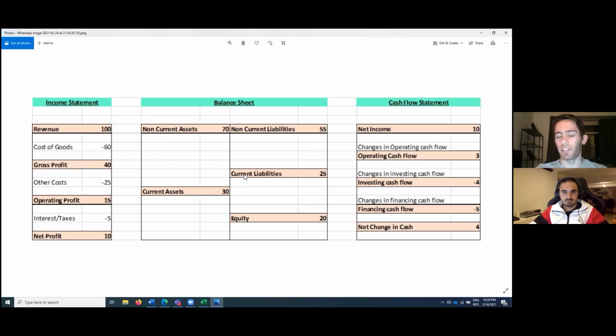Liabilities, again, non-current and current, so it's long-term or short-term. And liabilities are things you owe. One of the main ones is debt. If you have a loan, that is something you owe to the bank or you owe to bondholders, and that is something you owe in the long term.